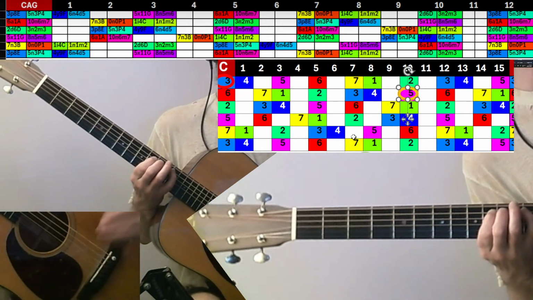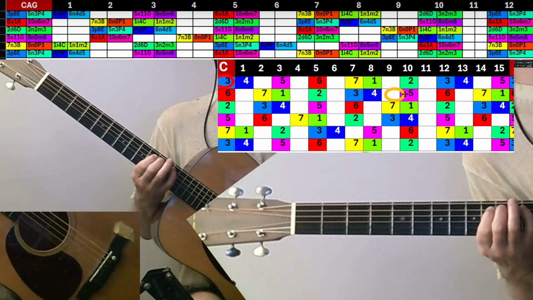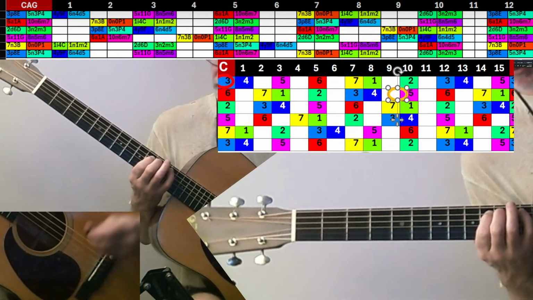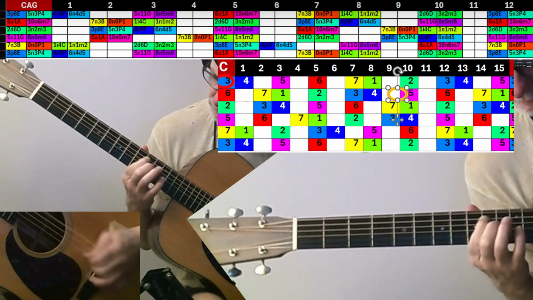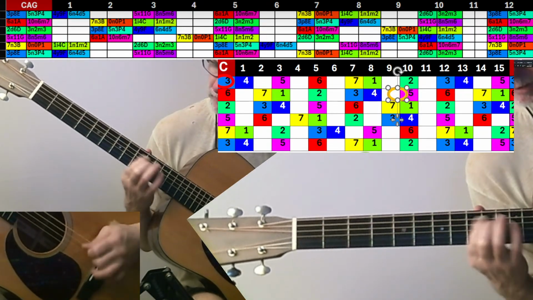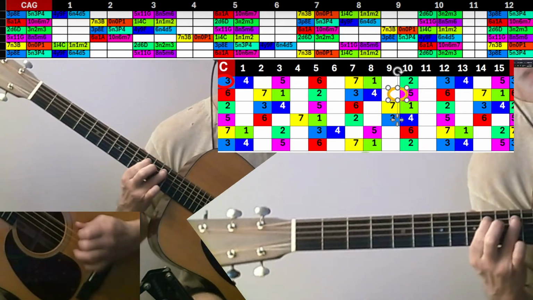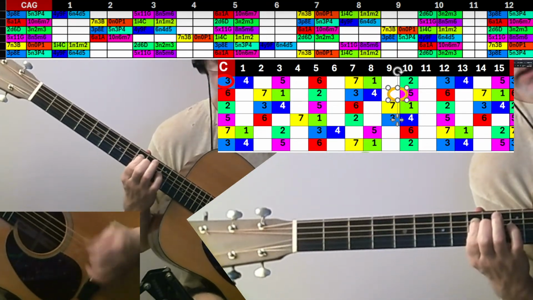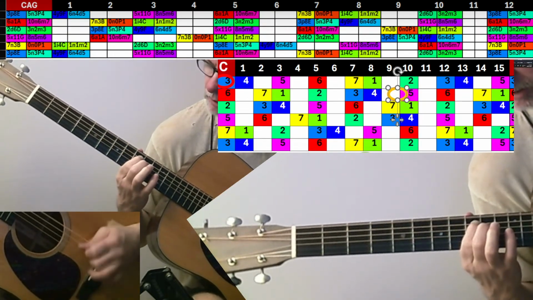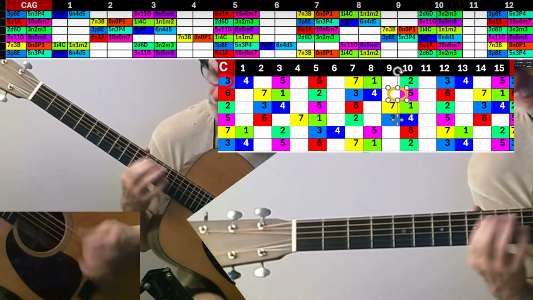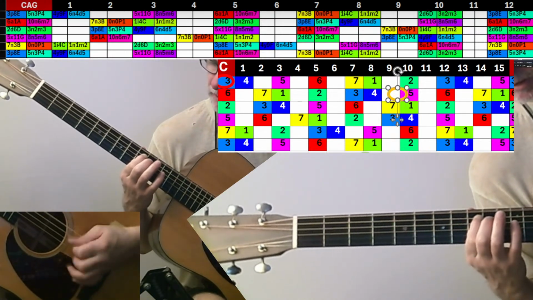And that would be the major third. So the minor third would be back here. So if I want to go between the major and minor, try to mute it a little bit.